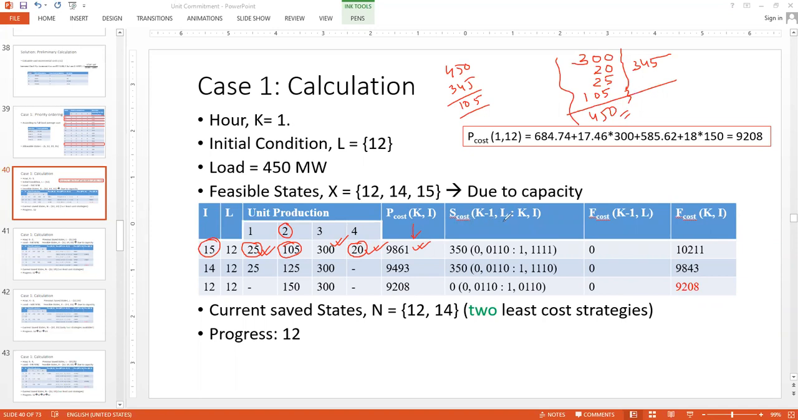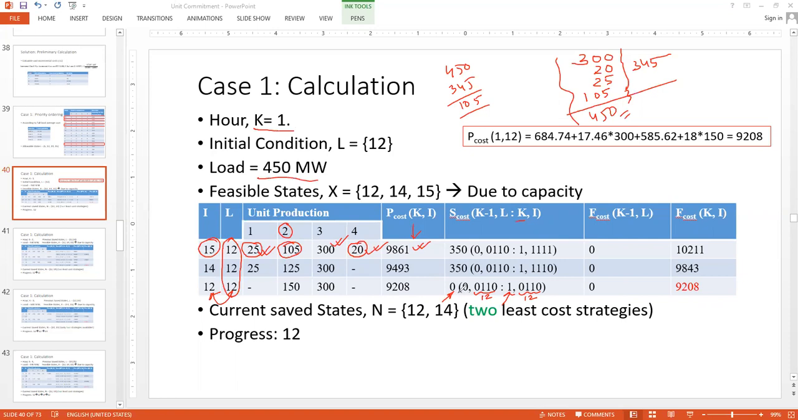Remember, there is the transition cost. So the transition cost, let's see what is the status change. So in 12 to 12, if I jump, our initial status was 12, remember. If I choose state 12, then there is no bit change. It was 12, here it is also 12. So K minus 1, this hour 0, that is actually the initial status. K is the first hour where the demand is 450. So K is 1.